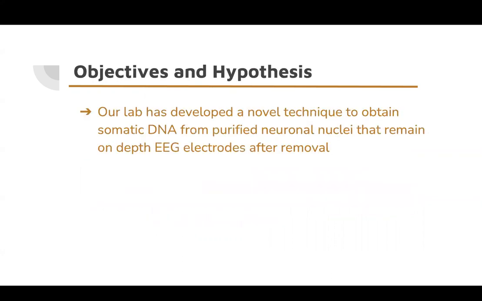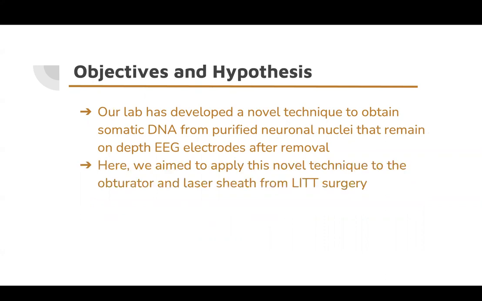Recently, our lab has developed a novel technique to harvest brain cells and obtain somatic DNA from purified neuronal nuclei that remain on depth EEG electrodes after removal, which are another type of equipment that come in contact with the brain. Our objective with this project was to apply this novel technique to the obturator and laser sheath from LITT surgeries, potentially creating a new avenue to obtain brain DNA and identify somatic mutations.